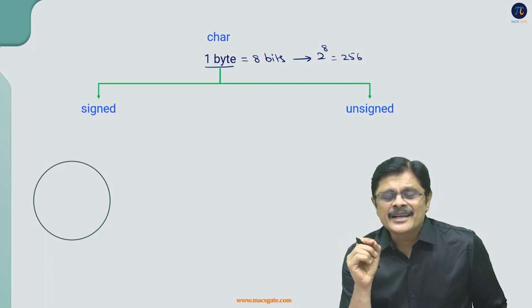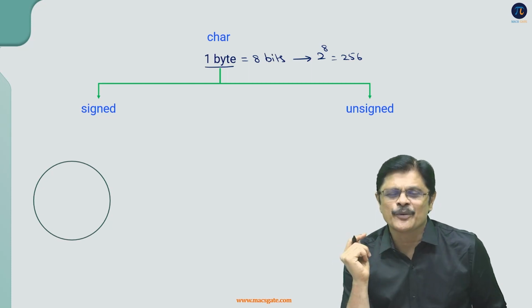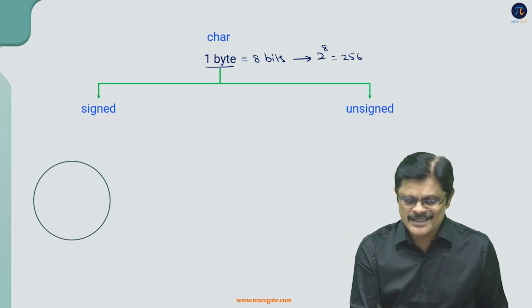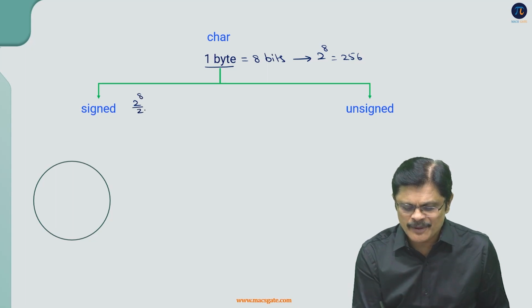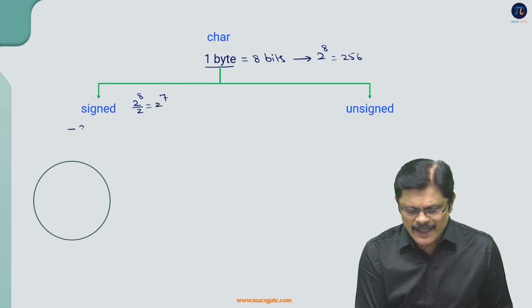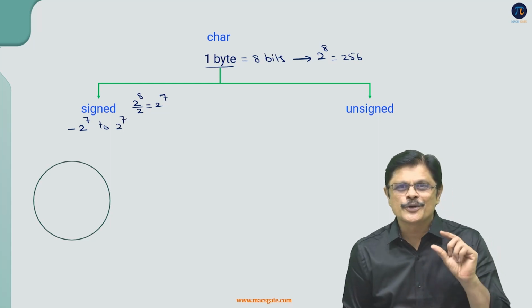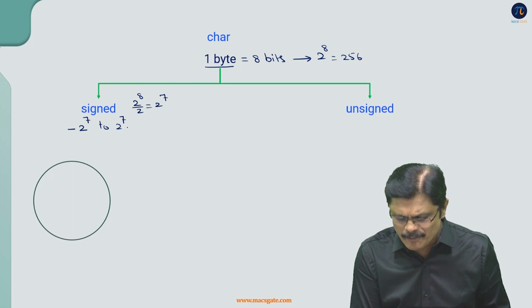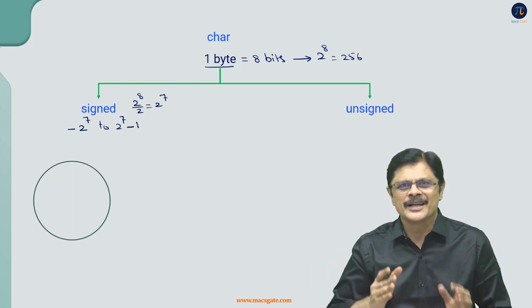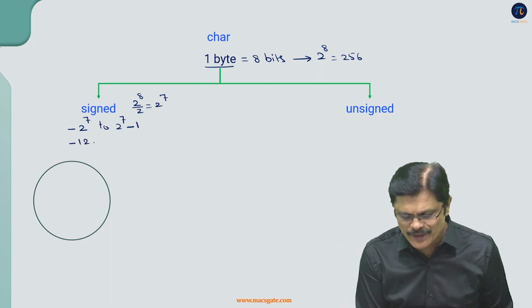For the signed character, the leftmost bit represents the sign bit. If it is 0, it represents positive or 0. If it is 1, it represents a negative value. So we will not have 2 power 8 possibilities, we have only 2 power 8 by 2, because 1 bit is for the sign. That is 2 power 7 possibilities. So the range goes from minus 2 power 7 to plus 2 power 7, but you also need to include 0, which is neither negative nor positive, but that is included in the positive direction. That is 0 to 2 power 7 minus 1. So the range actually goes from minus 128 to plus 127.